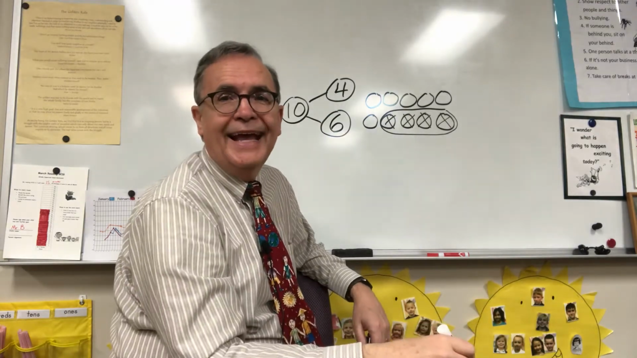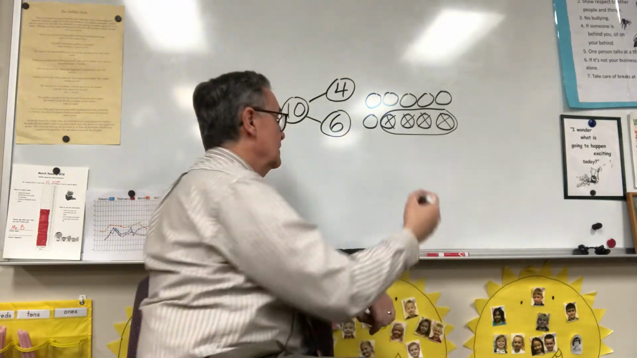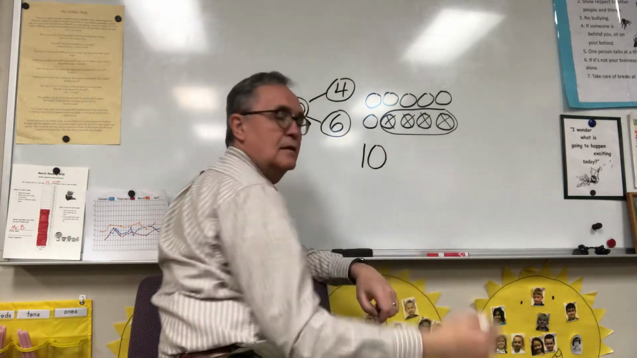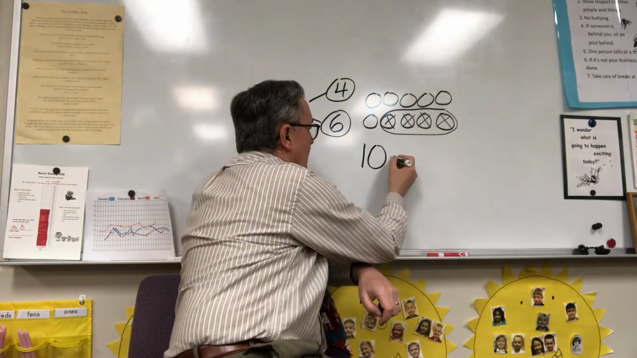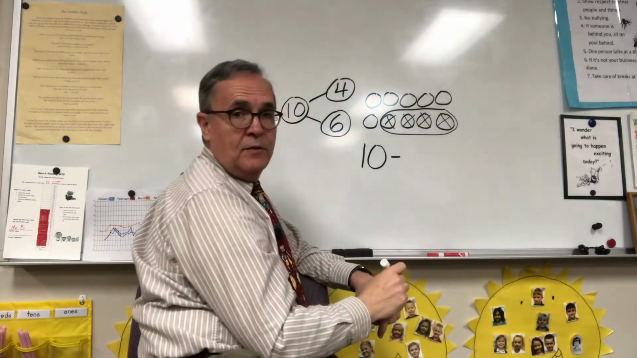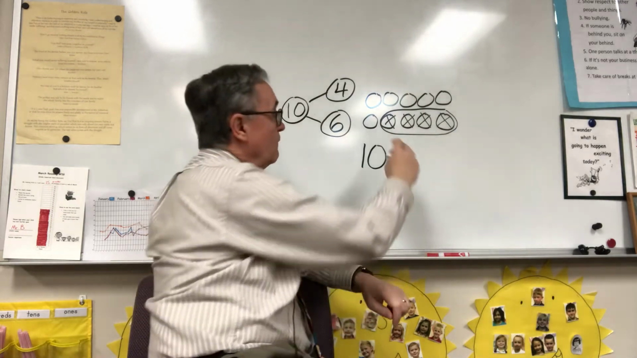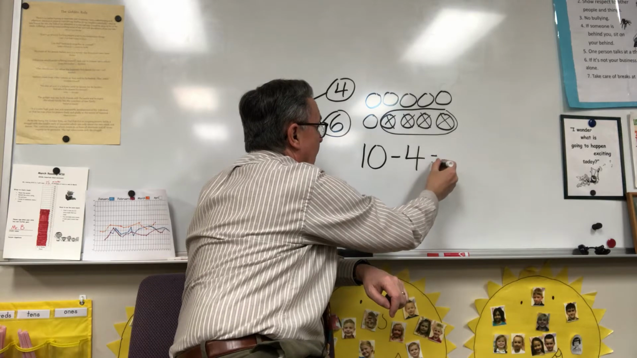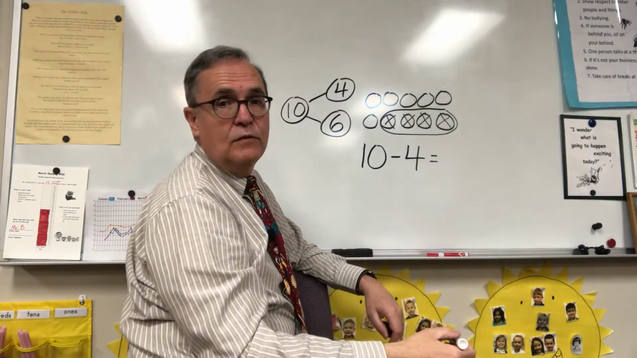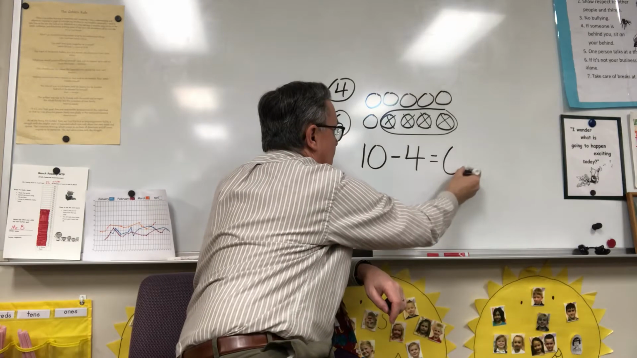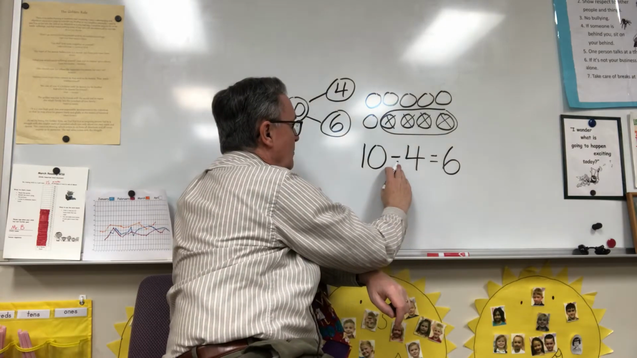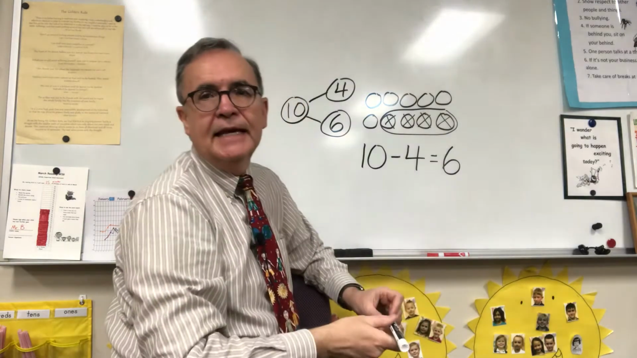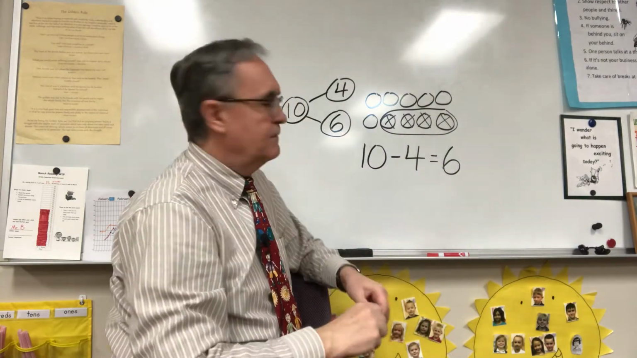Now let's make a number sentence with this. Her whole is 10. And we take how many away? 4. We crossed out 4 of them. That's one of my parts. And how many does she have left over? The answer is 6. 10 minus 4 equals 6. Melanie has 6 peaches left over.